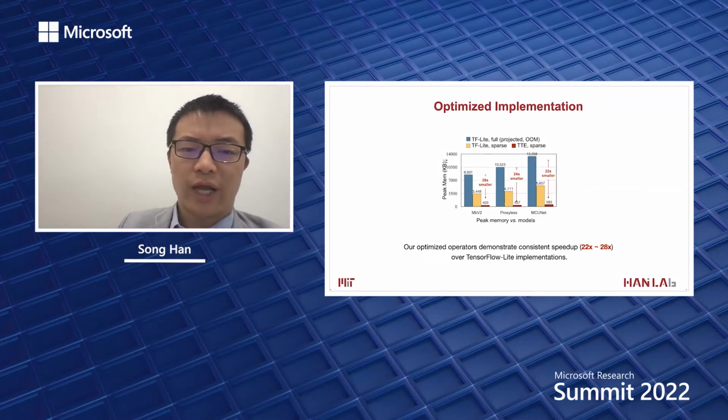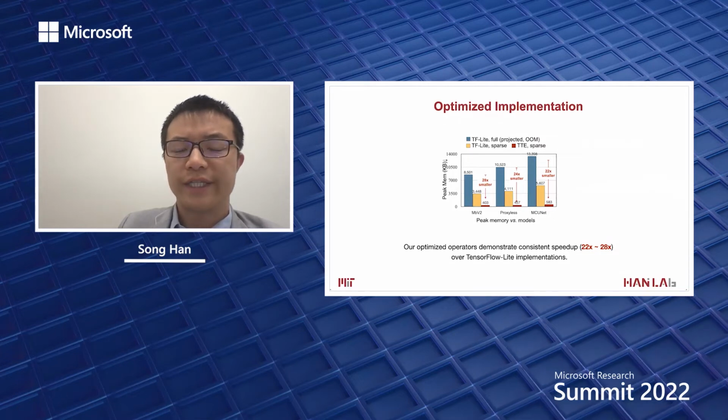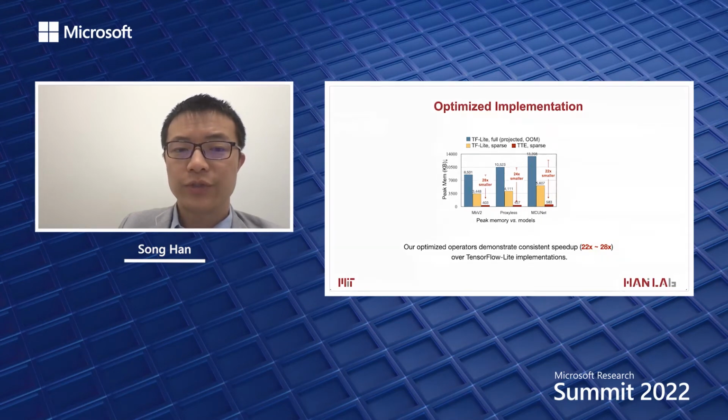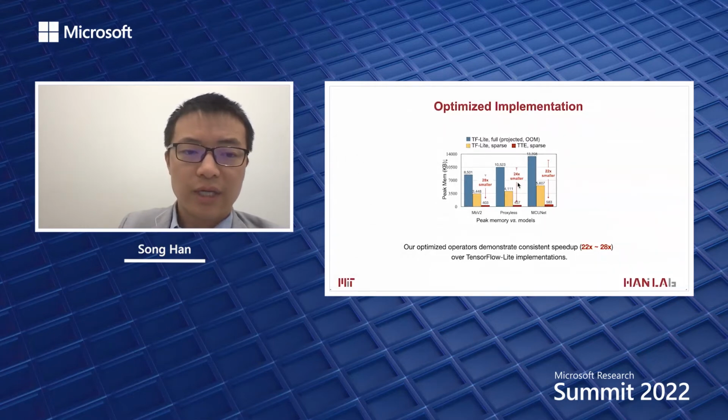Those are using TensorFlow Lite, and on the right-hand side is showing our own training engine called TTE, Tiny Training Engine, where we optimized our own kernels using loop unrolling, tiling, in-place step-wise image to column, and all different advanced compiler techniques. Altogether we can reduce the peak memory by 22 to 28x. By the way, the full update of this ProxylessNAS MobileNetV2 is not supported on TensorFlow Lite because it will be out of memory on the microcontroller.